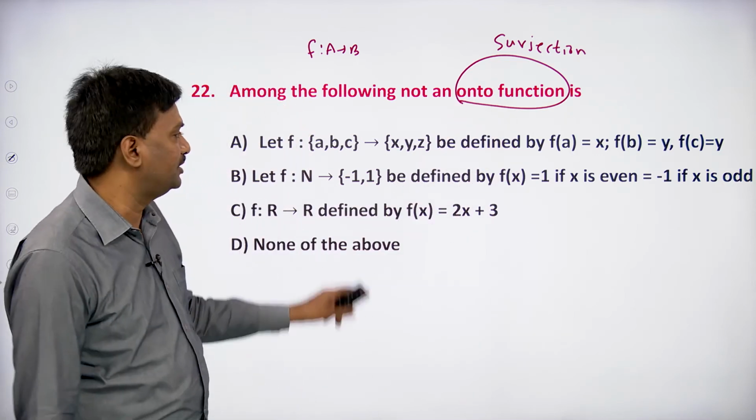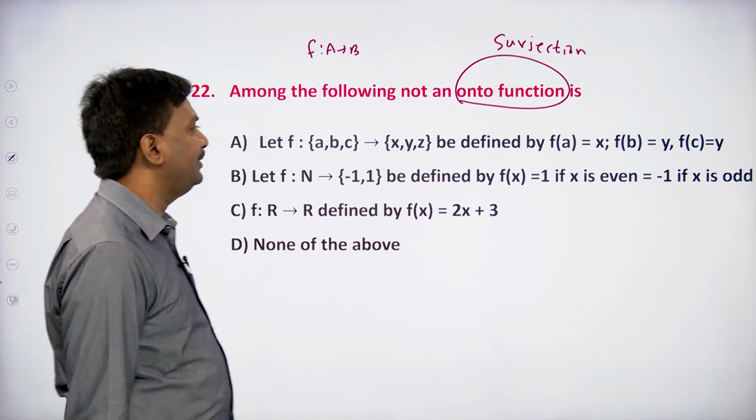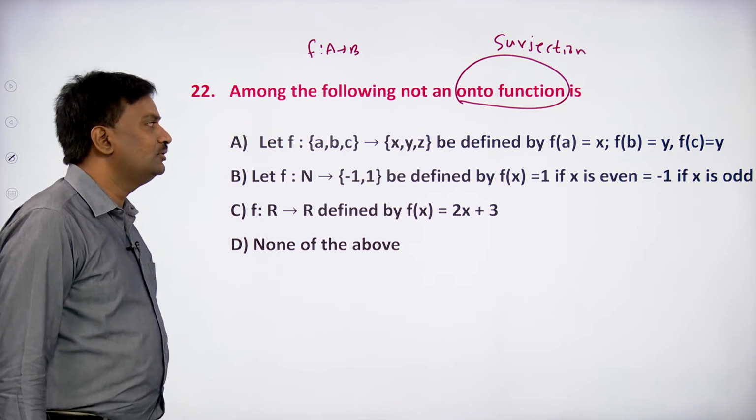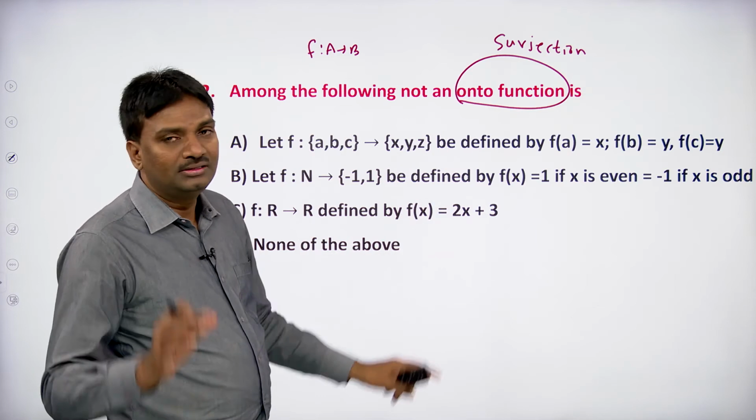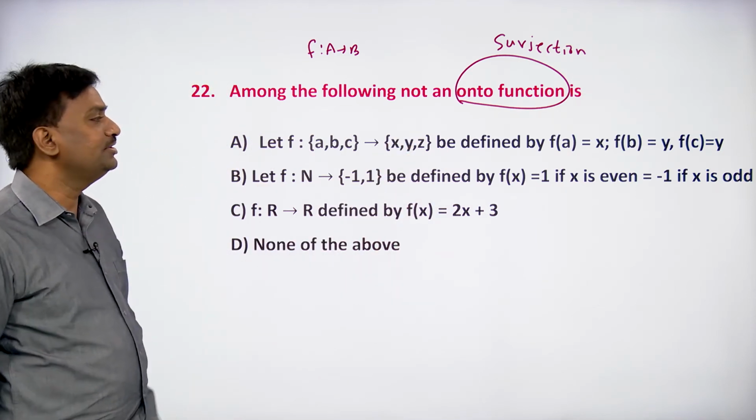That is also called the surjection. If you take option A, let f maps A, B, C to x, y, z be defined by f of A equal to x, f of B equal to y, f of C equal to y. By observing this, clearly we can say the element Z has no pre-image. So that is why A is not correct.